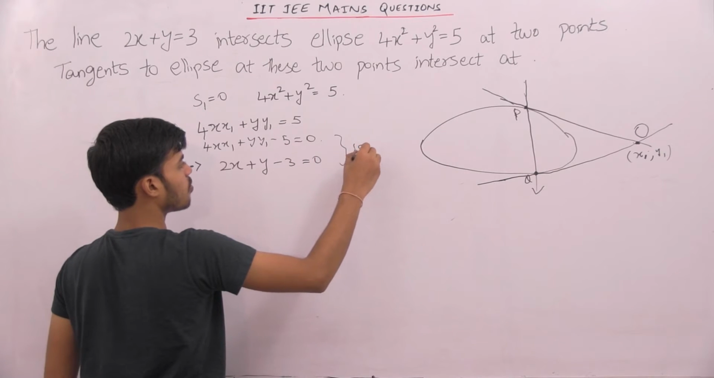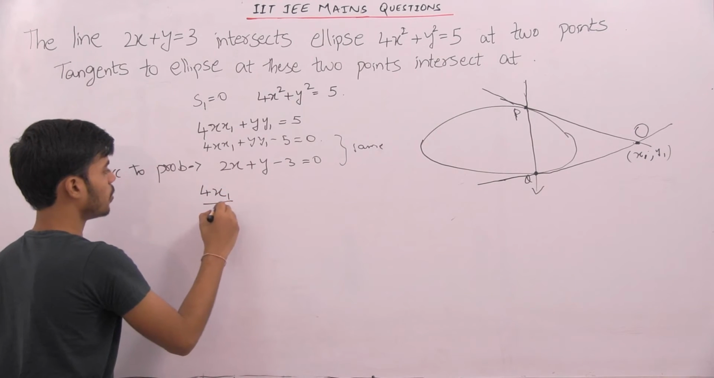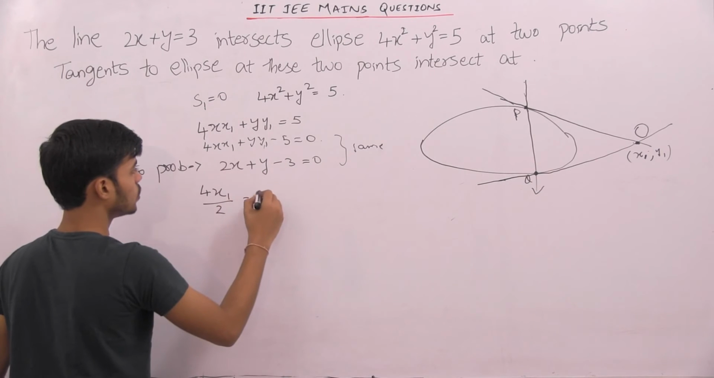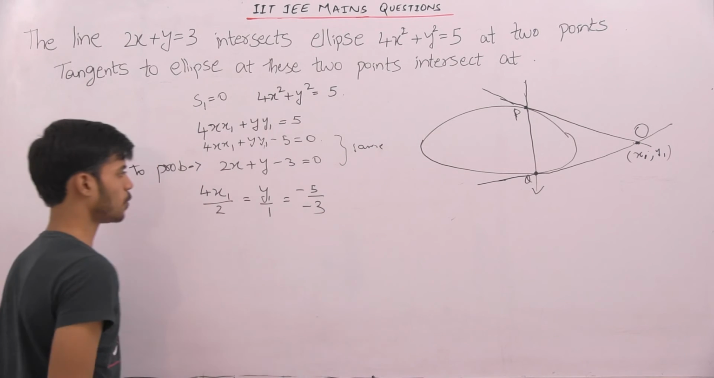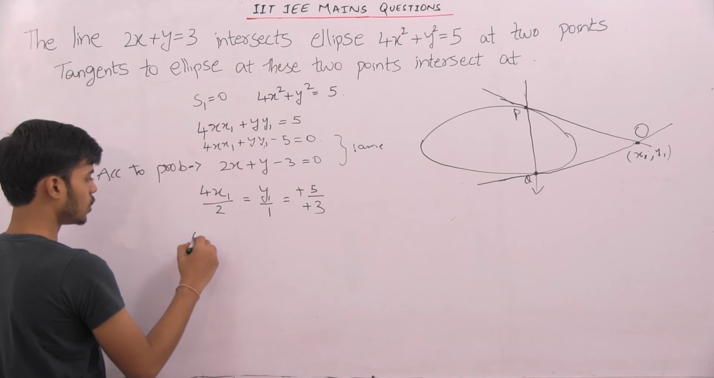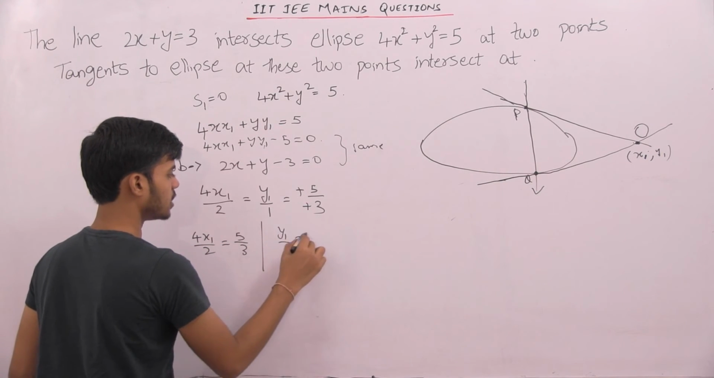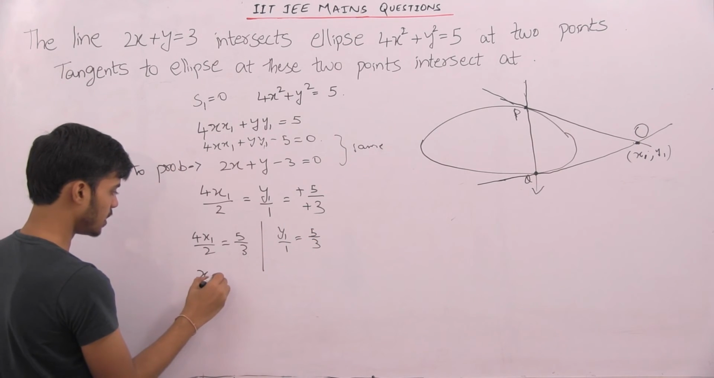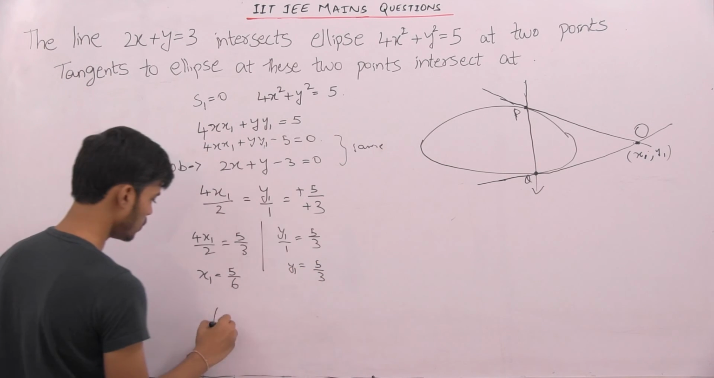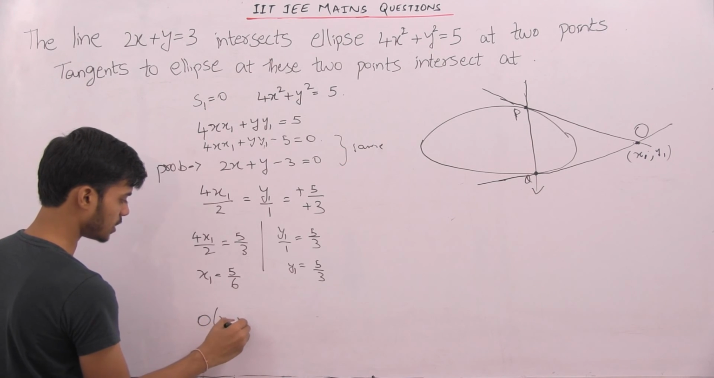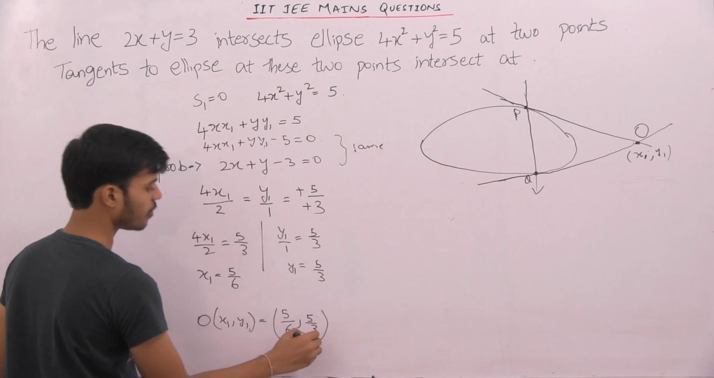So comparing these two, we get 4x1/2 = y1/1 = -5/-3. The minuses cancel. So 4x1/2 = 5/3 and y1/1 = 5/3. x1 is 5/6, and y1 is 5/3. So the point O, which is (x1, y1), equals (5/6, 5/3).